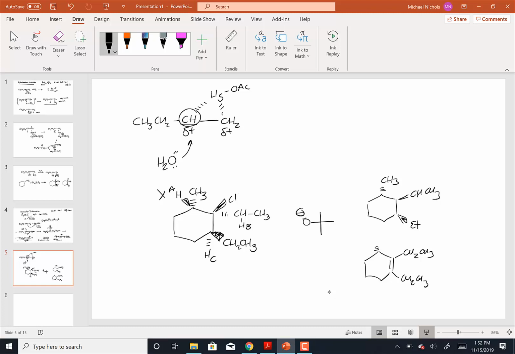Okay. So as you do those problems, you want to think about that series of steps. All the possible products you can get come from E1. But then when you're doing E2, you have to shave those down because only the ones that are trans can be formed. Okay. All right, so that was the problem that people had the most difficulty with.